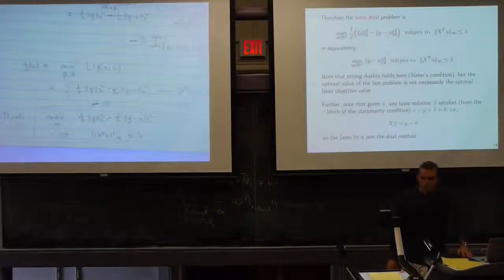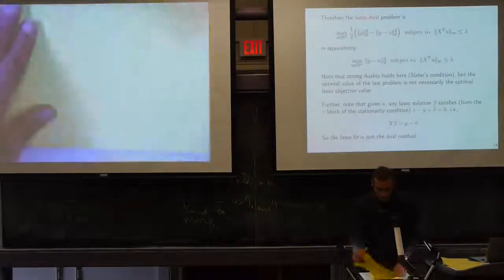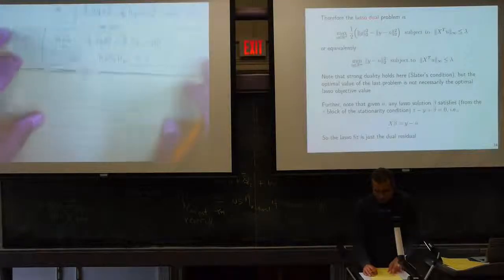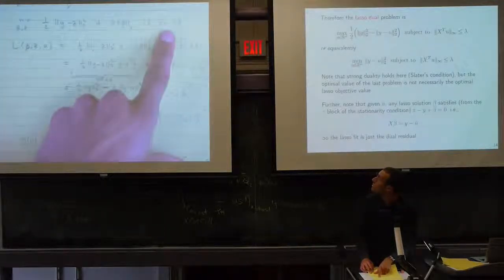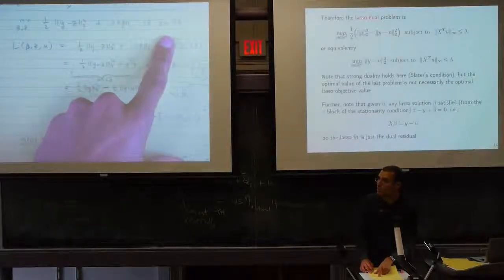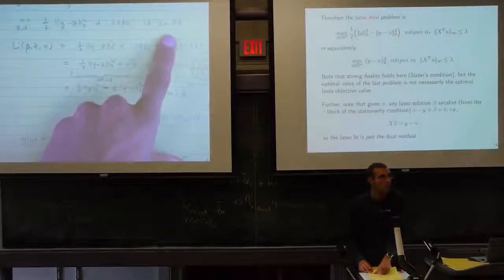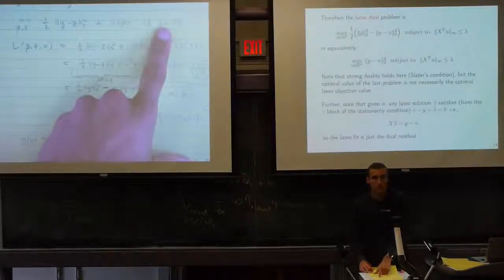A few subtleties. So the trick, tricks and subtleties. The trick was to add this constraint, z equals X beta. You'll do that a lot with unconstrained problems. When it's unconstrained and you want to derive a dual, add a trivial equality constraint, and you'll be able to derive a dual.